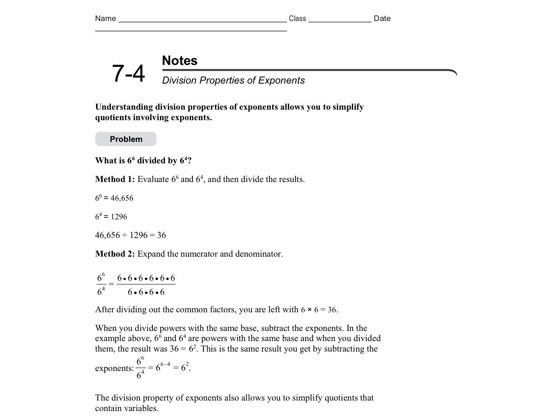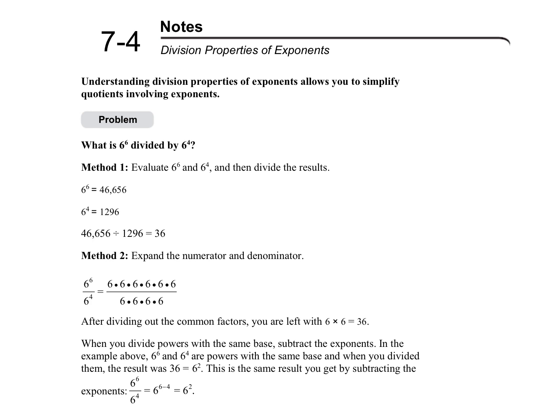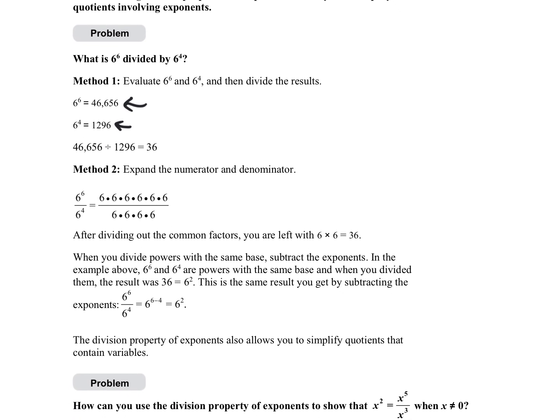The first method is to evaluate 6 to the 6th power, and then 6 to the 4th power, and then divide. If you do 6 to the 6th power, you're going to get 46,656. And if you do 6 to the 4th power, you're going to get 1,296. If you divide 46,656 by 1,296, you'll get 36. But there is an easier way that we've gone over.